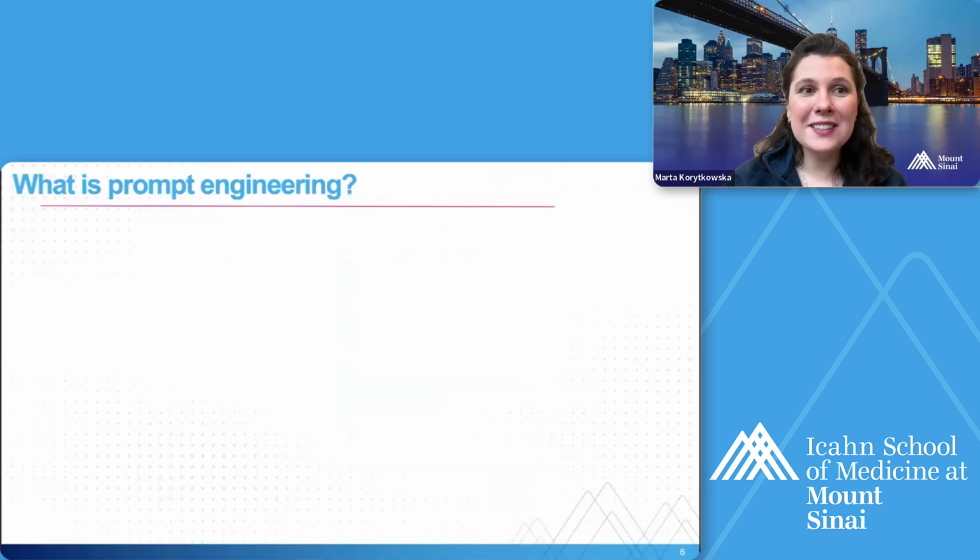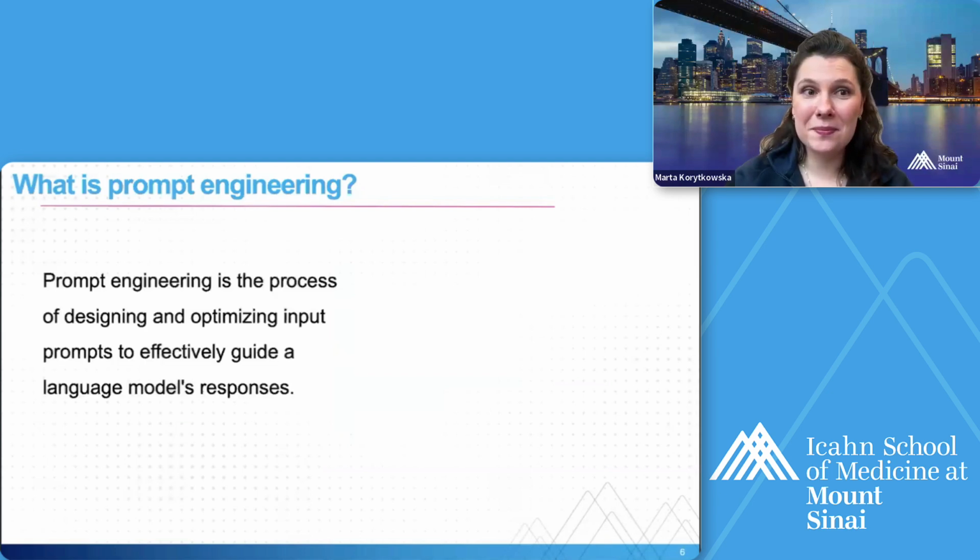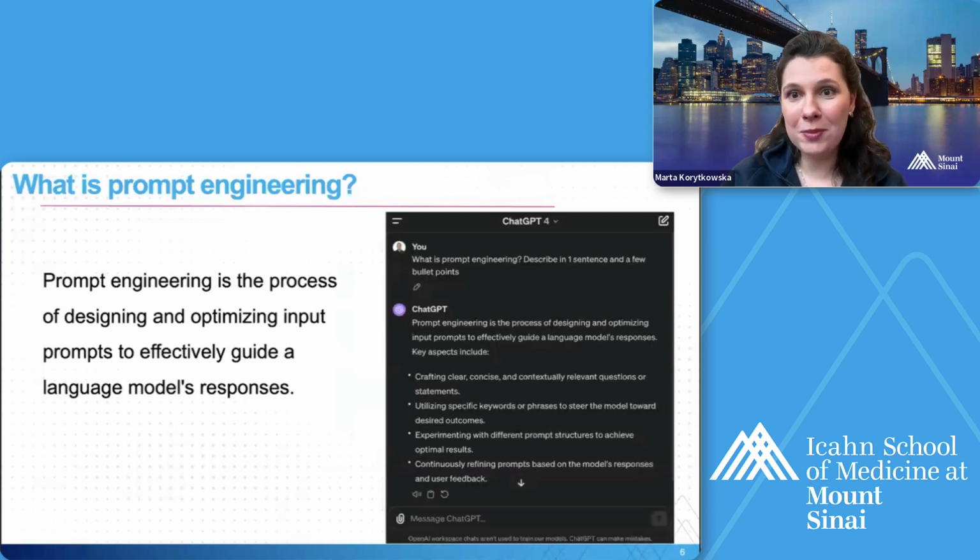Before we begin, let's dive into the question at the basis of this workshop. What is prompt engineering? Prompt engineering can be defined as the process of designing and optimizing input prompts to effectively guide a language model's responses. We asked ChatGPT, using a prompt, to give us an answer. So when we asked ChatGPT, what is prompt engineering? Describe in one sentence and a few bullet points, ChatGPT did just that. It answered the question posed to it. It provided one sentence and a few bullet points as the outcome.